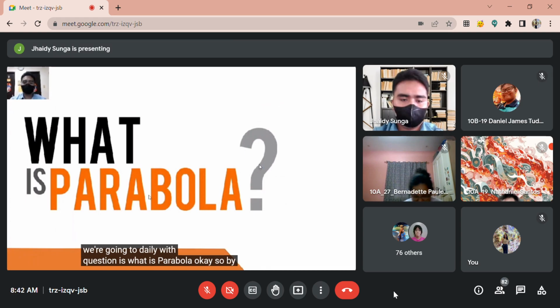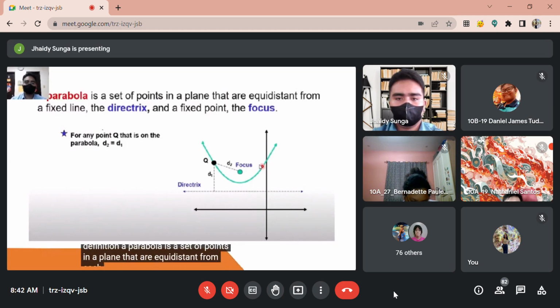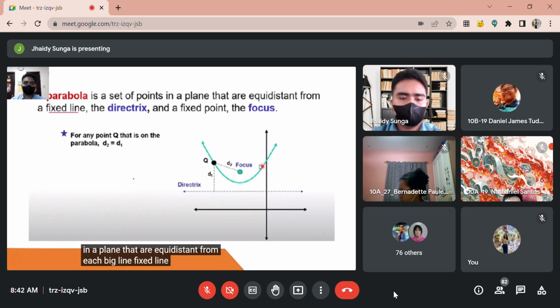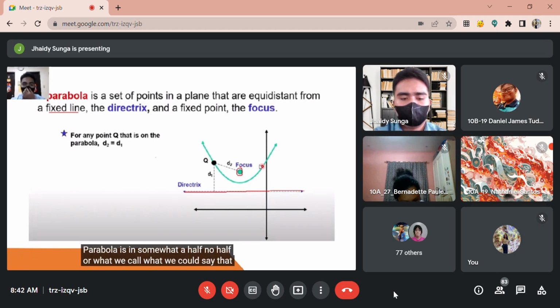Okay, so by definition, a parabola is a set of points in a plane that are equidistant from a fixed line, called the directrix. The directrix is a fixed line, and the fixed point is called the focus. So a parabola is somewhat a half, or what we could say is the figure. For some reason there are people who say that it's a half of an ellipse.